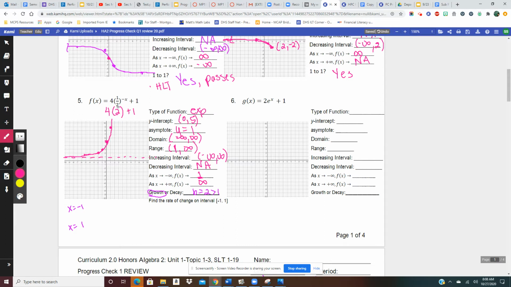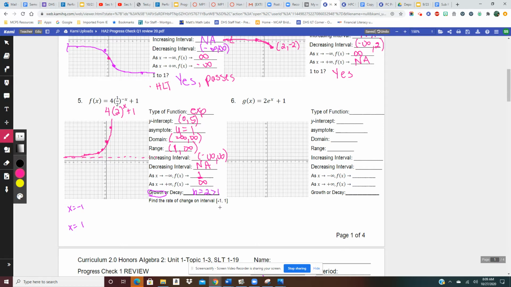So this negative exponent means that I have flipped this b value over, and it is now a 2 over 1 instead of 1 over 2. And so this is up here. So this is going to have a b value of 2, and it is growth. And you can look at the graph once you graph it also, it's growth.